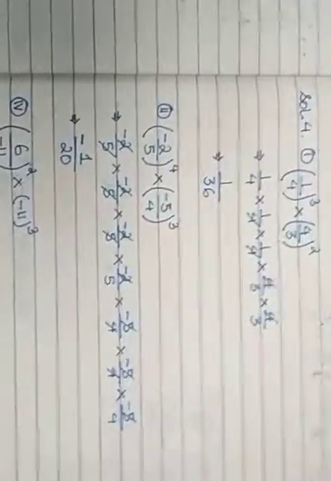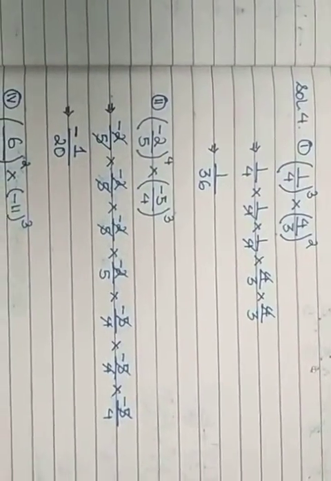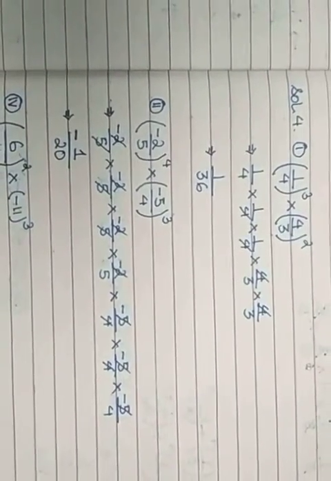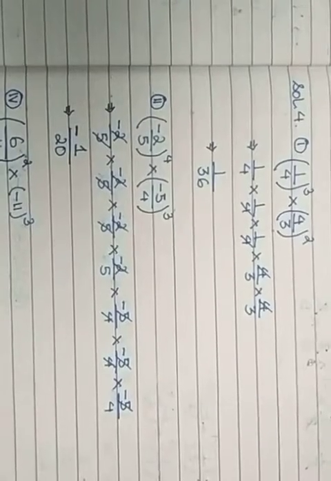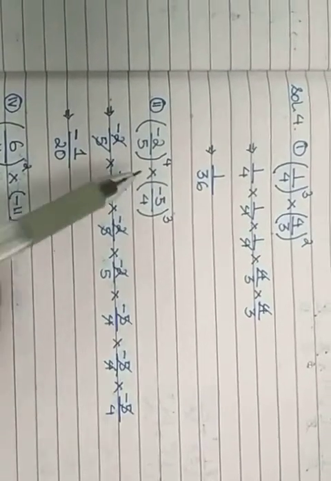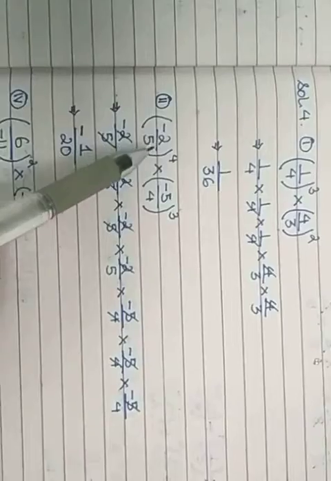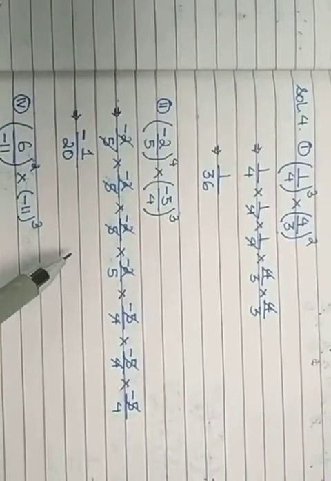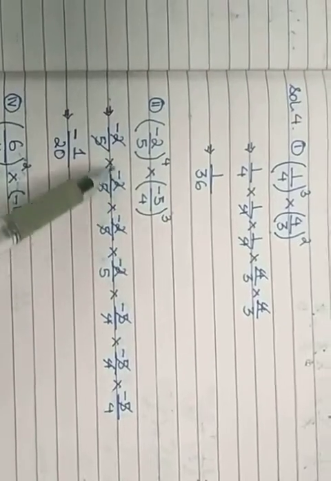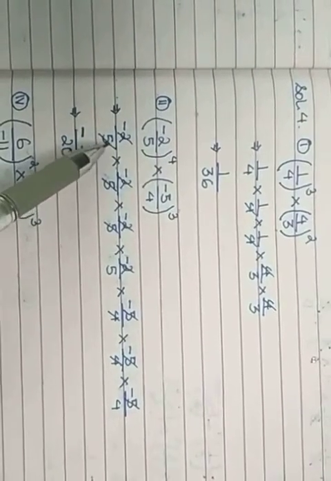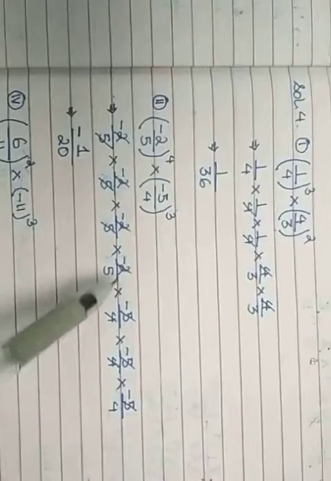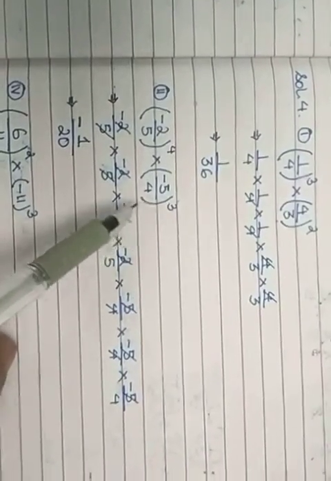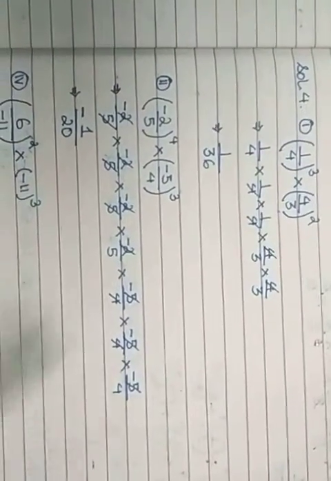Okay, so the second question we have here is minus 2 by 5 to the power 4 into minus 5 by 4 to the power 3 again. So what I have done here, this exponential form I have expressed in its factor form, that is minus 2 by 5 to the power 4 I can write as minus 2 by 5 into minus 2 by 5 into minus 2 by 5, 4 times, isn't it? Similarly minus 5 by 4 I can write it 3 times. So that's what I have done here.